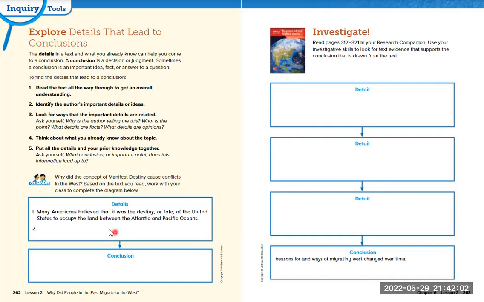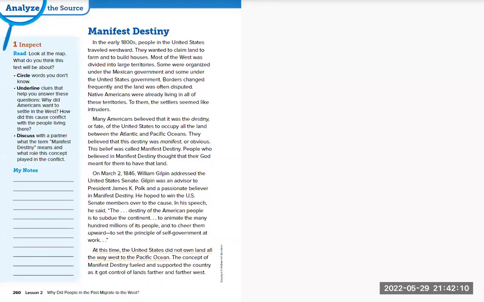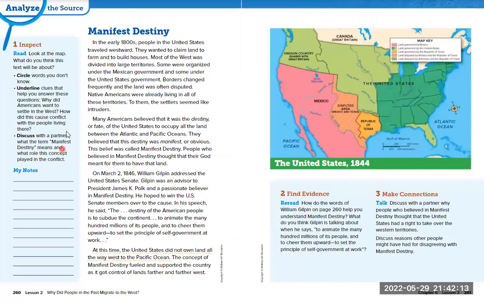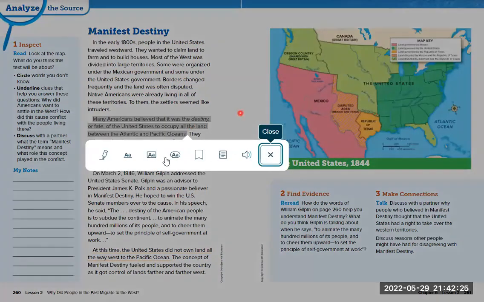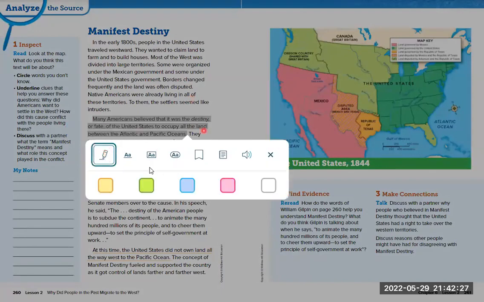That is one important detail. We are going to find one more detail that supports this. So looking back on page 260 and 261, we're going to find where it says that information, and we have it right here. Many Americans believe that it was destiny or fate of the United States to occupy all the land between the Atlantic and the Pacific Oceans. That is one detail, and you can annotate that.